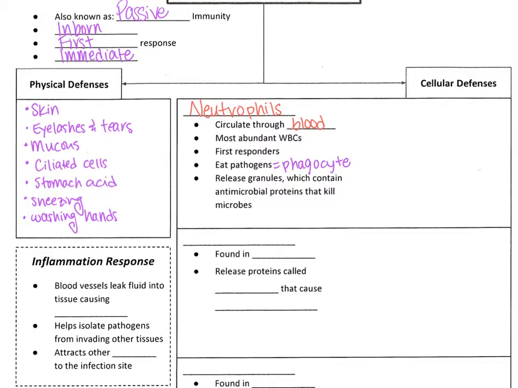One of their jobs is to eat pathogens. This process of eating pathogens is called phagocytosis. So they are classified as a phagocyte because they are a type of cell, that suffix cyte, that eats other things, phago. Also, they release granules, which contain antimicrobial proteins that can kill microbes. Let's go ahead and draw a neutrophil.